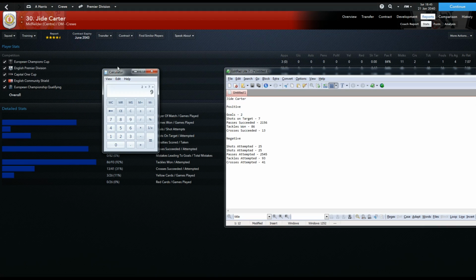Let's load up the calculator. So 2 plus 7 plus 21.56 plus 86 plus 13. So we've got in the positive 129.56. In the negative we have 25 plus 25 plus 25.45, 93, oops, 41. So 209.45. And if I do this correctly, 0.8296.